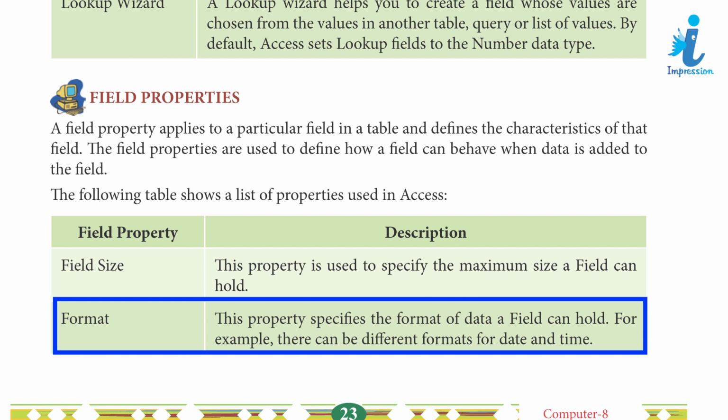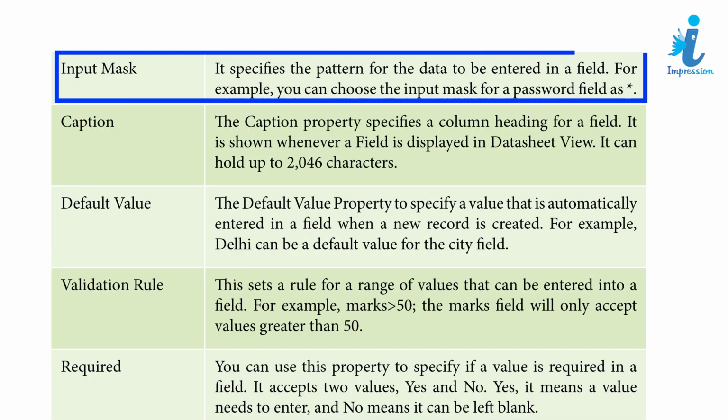Format. This property specifies the format of data a field can hold. For example, there can be different formats for date and time. Input mask. It specifies the pattern for the data to be entered in a field. For example, you can choose the input mask for a password field as star.